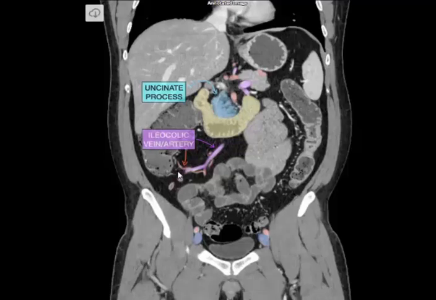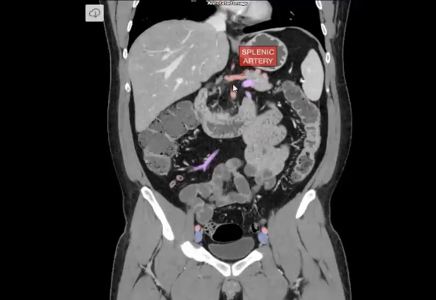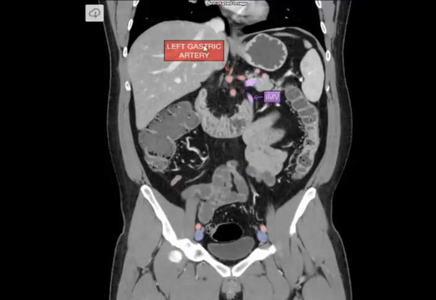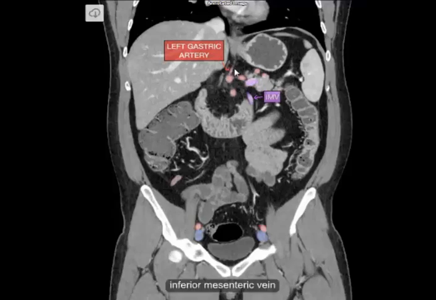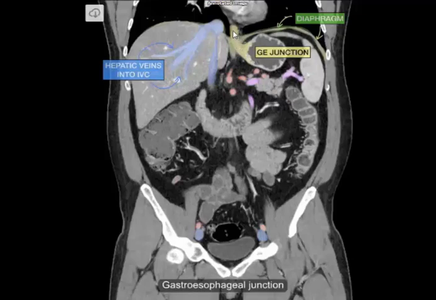Iliac artery, paracaval lymph nodes, descending colon, splenic artery, gastric artery, inferior mesenteric vein, diaphragm, gastroesophageal junction, hepatic veins into IVC, inferior vena cava.